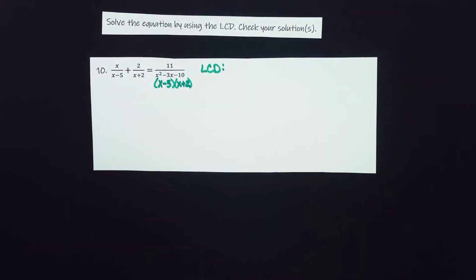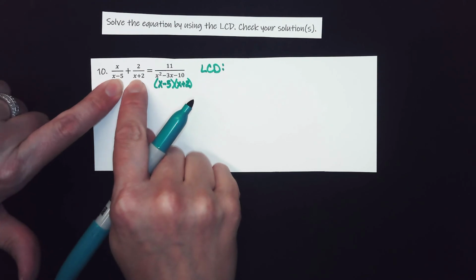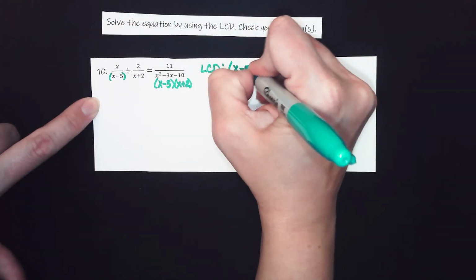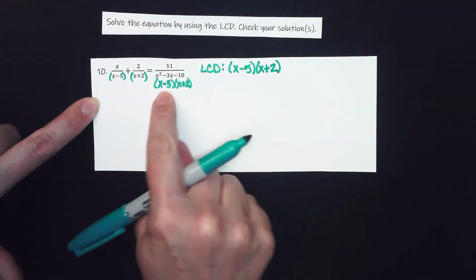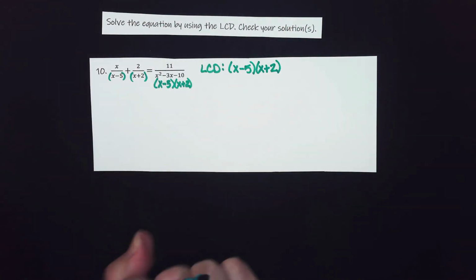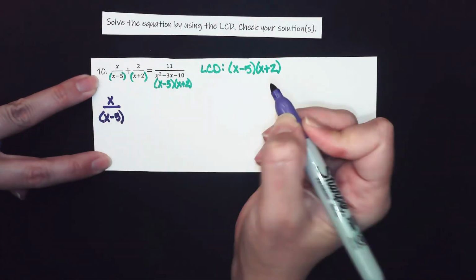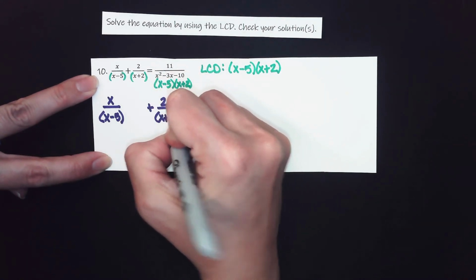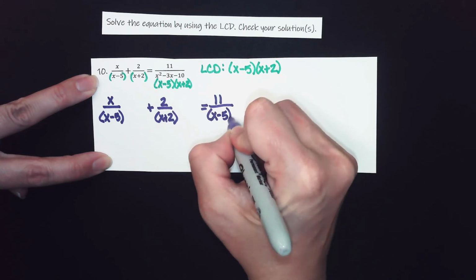And as you notice, I'm not giving you really hard problems. Look at these, the x minus 5, x plus 2. Hint, hint, okay? So, again, this is one term, so I have to have the x minus 5. This is one term, so I have to have x plus 2. And this one has both of them, so it's already good. Okay? So let's write down our original equation. We have x over x minus 5, leave some space, plus 2 over x plus 2, leave some space. It's going to equal 11 over x minus 5 times x plus 2.